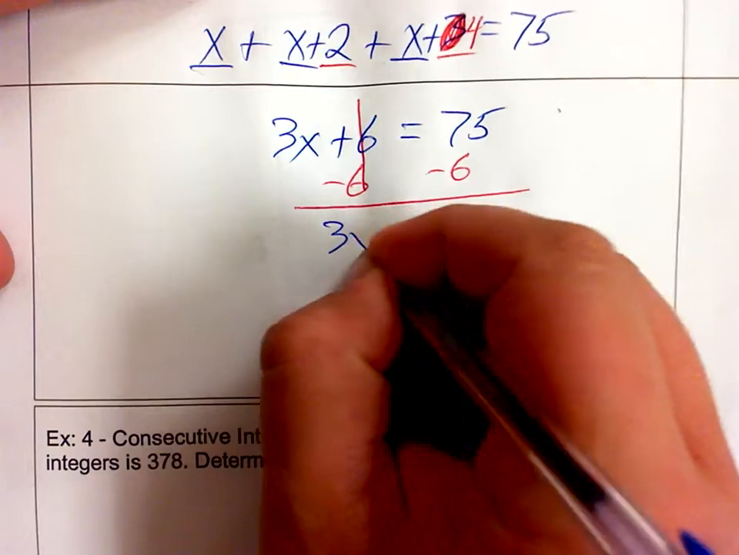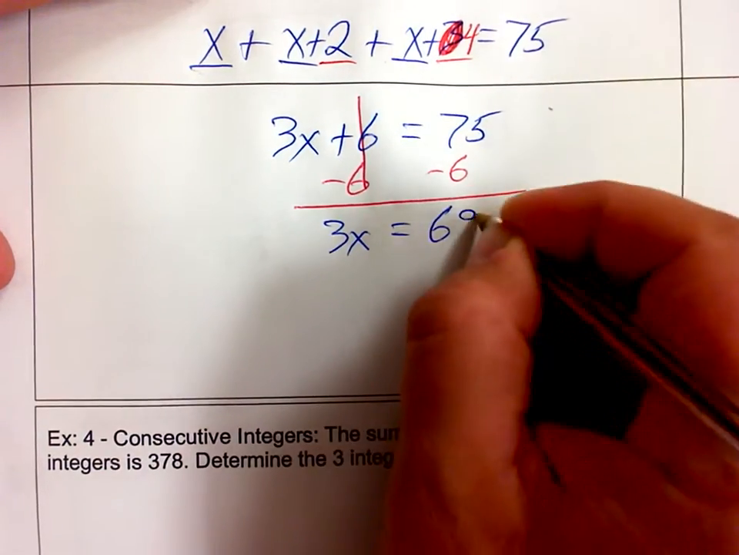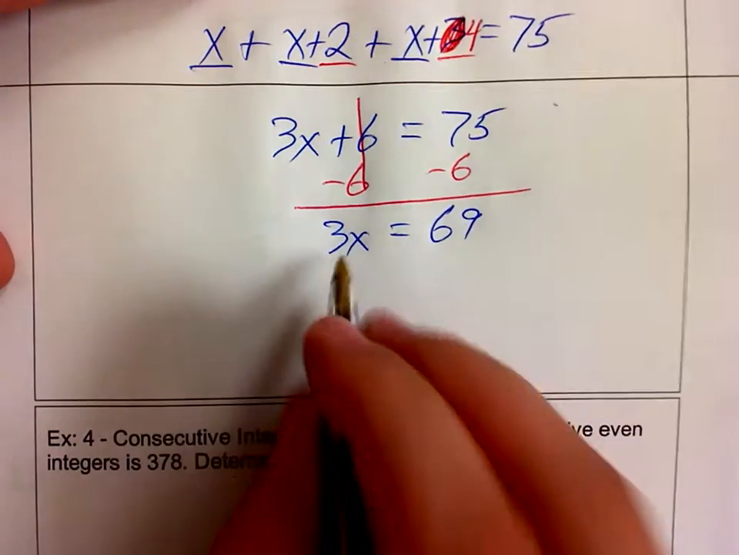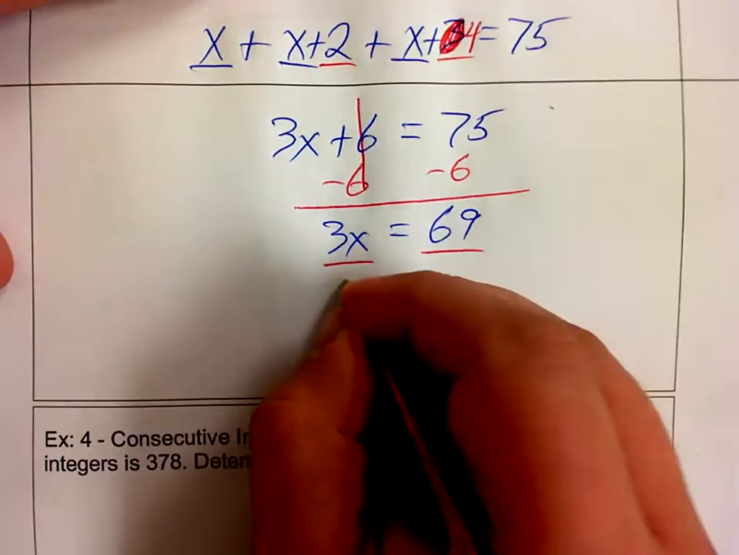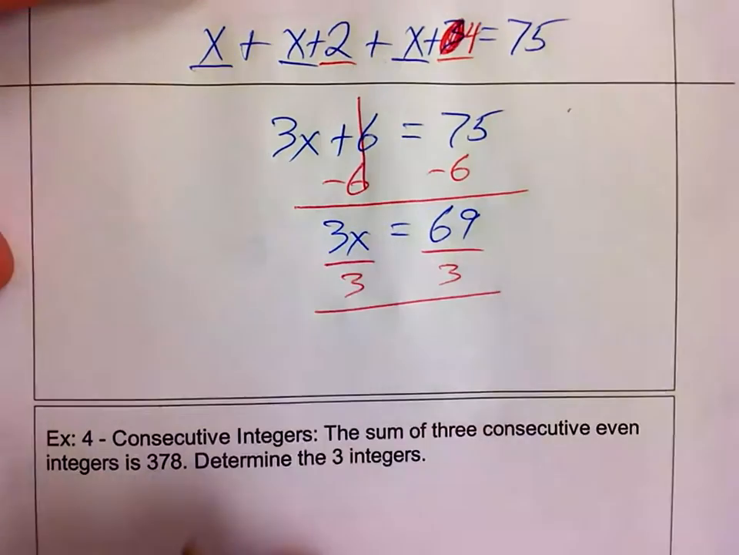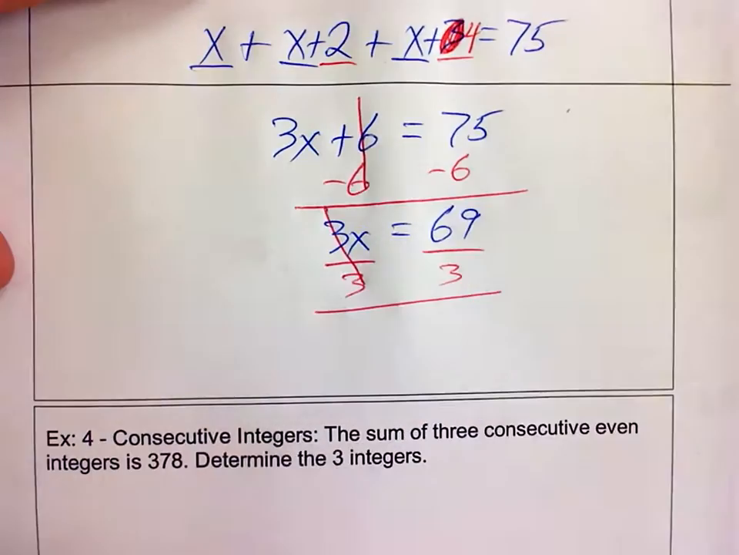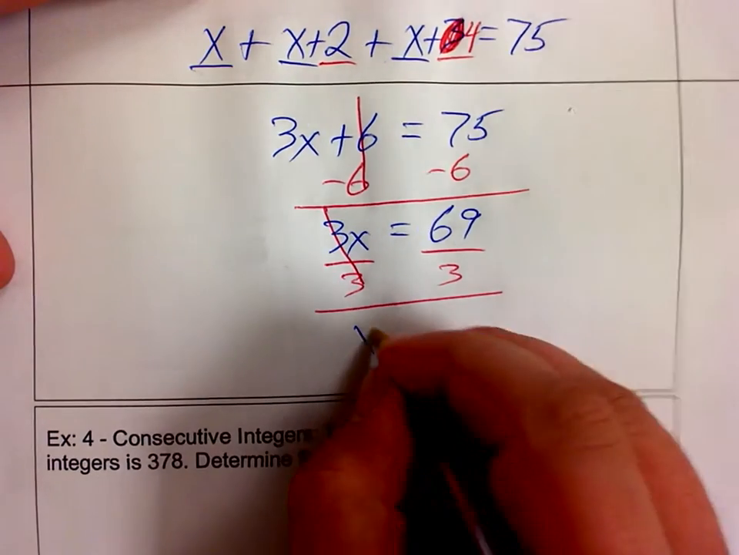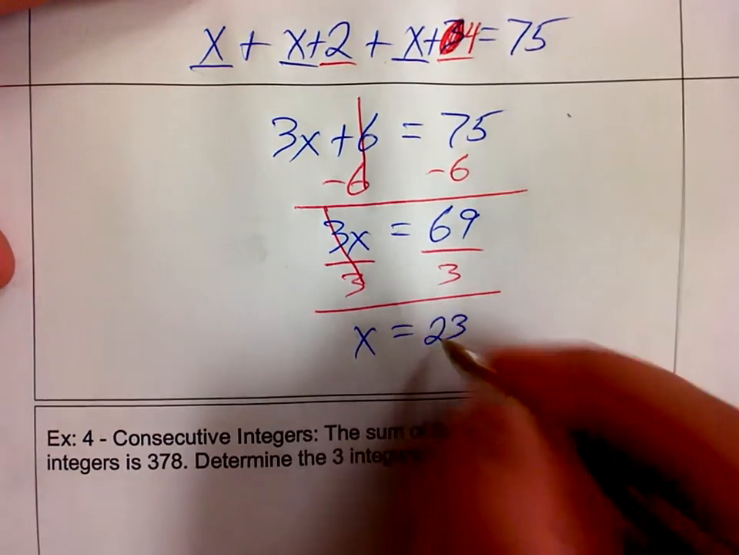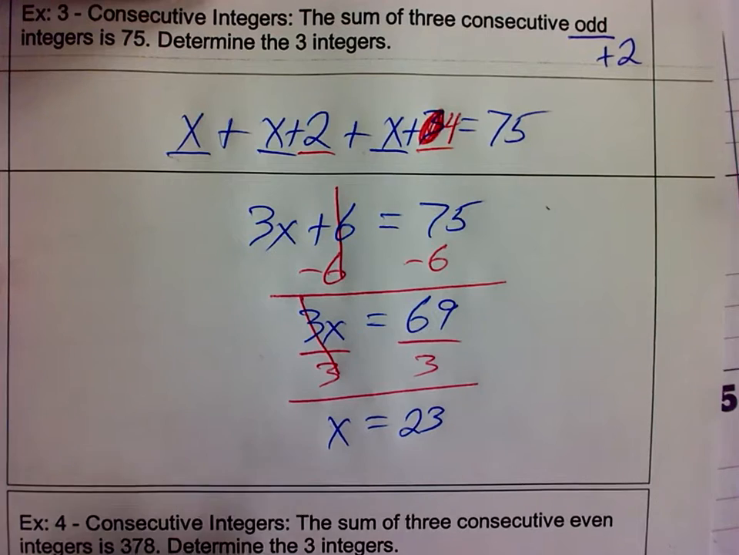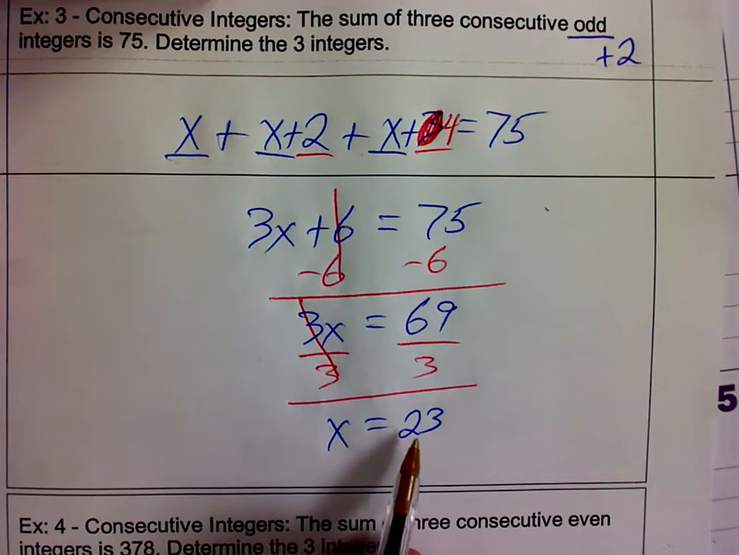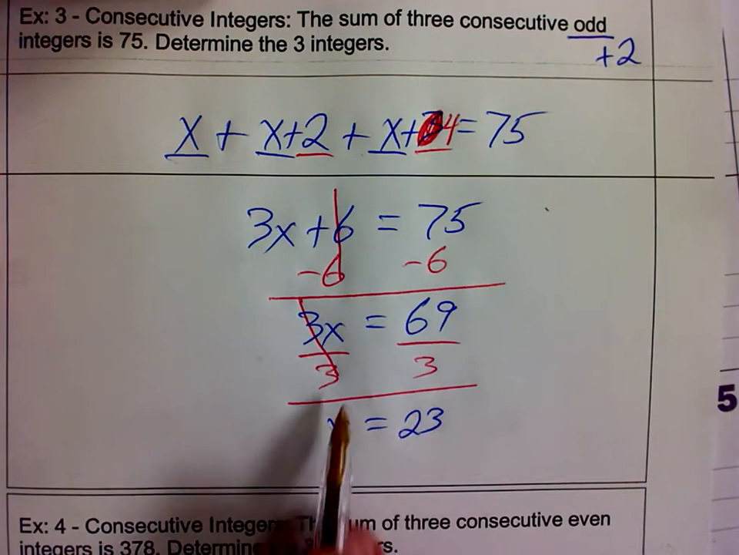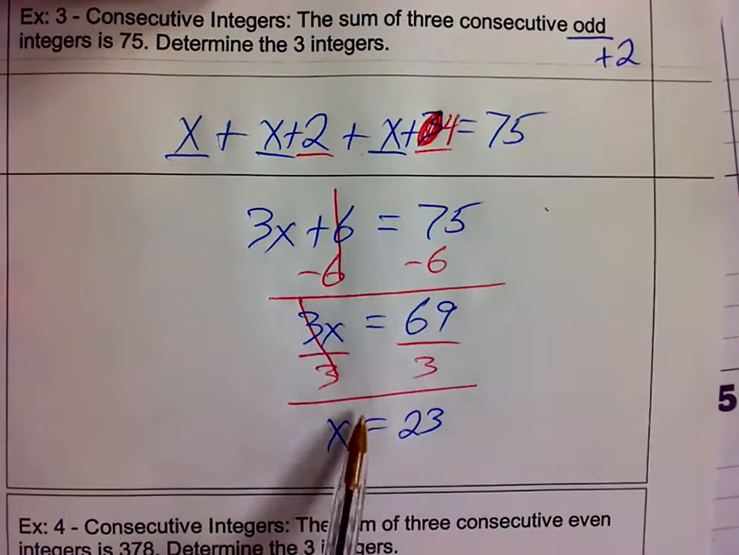On the left side, that leaves us with 3x is equal to 69. And we want to get rid of the times 3 by dividing 3 on both sides. The 3's on the left are going to cancel out, leaving us with x is equal to 23. Now keep in mind, one thing we always look out for, this is an even number. If we end up with an odd number for this problem, or sorry, this is an odd number.